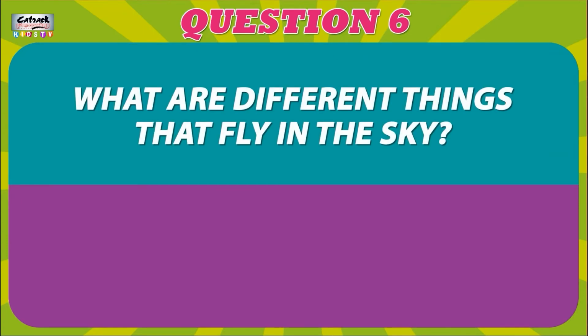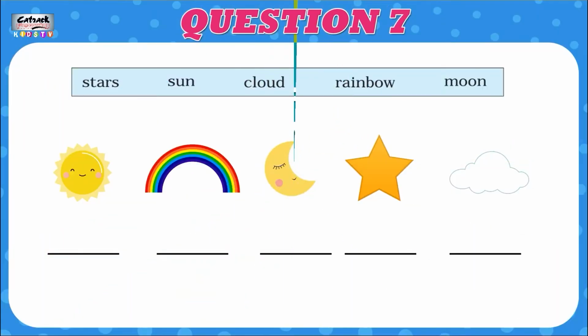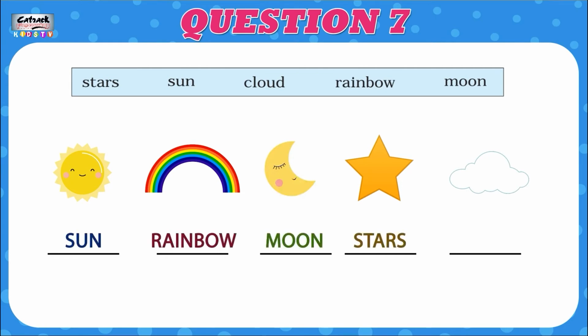Question 6. What are different things that fly in the sky? Answer. Birds, aeroplane, helicopters and bats fly in the sky. Question 7. You see them all in the sky, filling the blanks by choosing words from the box. Stars, sun, cloud, rainbow, moon. Answer. Sun, rainbow, moon, stars, clouds.